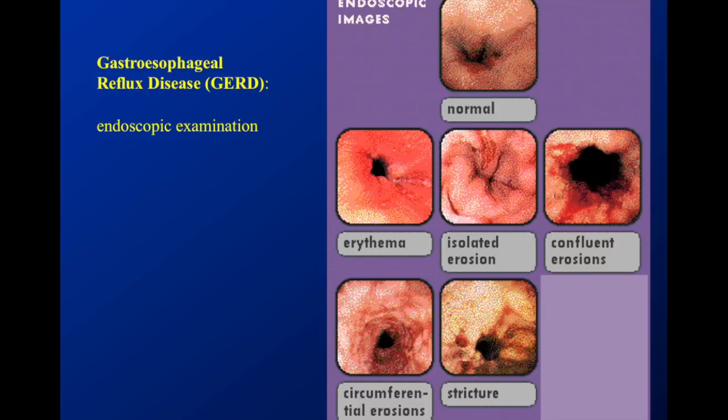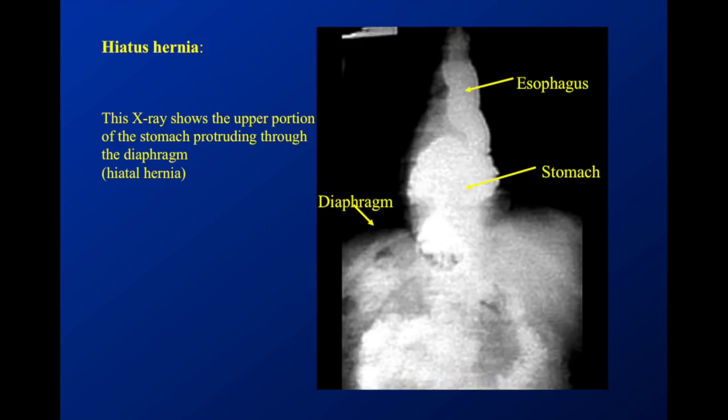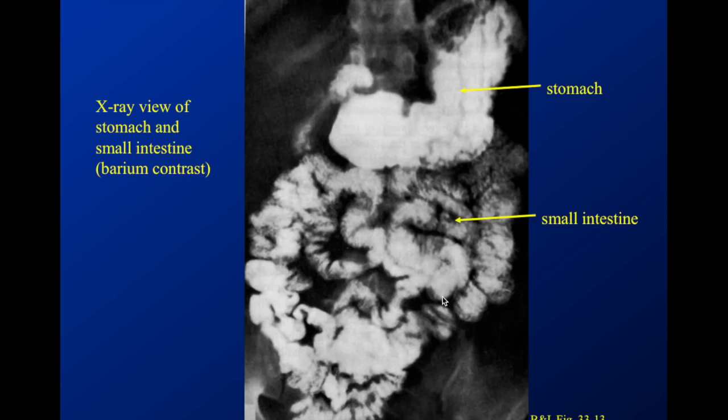So this is a hiatus hernia X-ray. You see the diaphragm here between the light and the dark, and then this wide gap in which the stomach is protruding through, and you have the esophagus up here. This is a normal one. Here's the stomach, and the esophagus is pointing upwards.